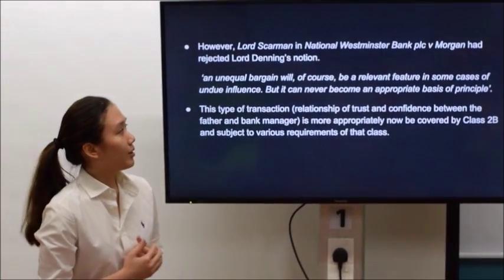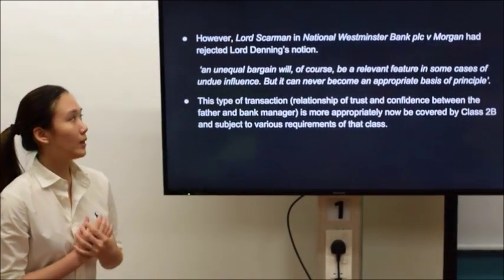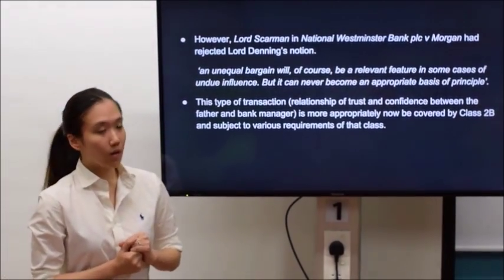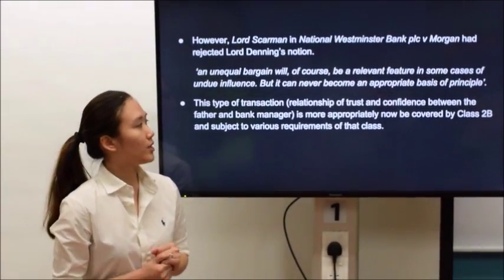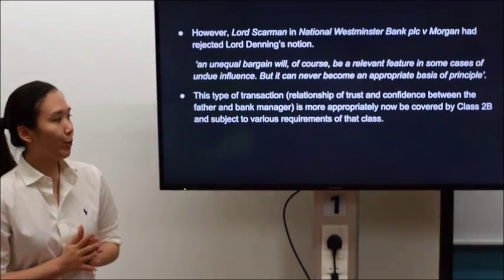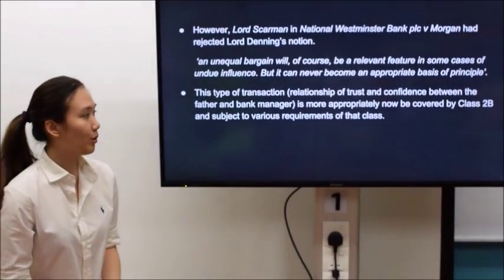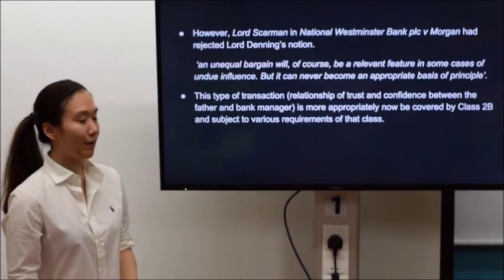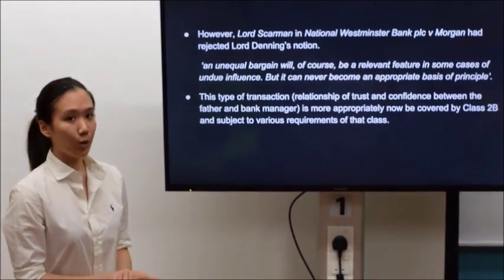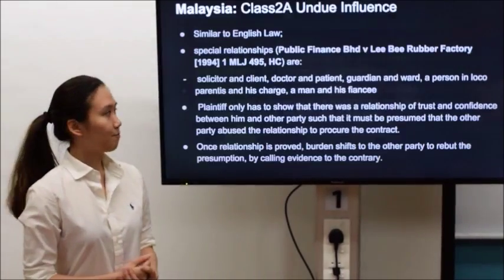However, Lord Scarman in National Westminster Bank Public Limited Company against Morgan had rejected Lord Denning's notion. It stated, an unequal bargain will, of course, be a relevant feature in some cases of undue influence, but it can never become an appropriate basis of principle. This type of transaction, such as a relationship of trust and confidence between the father and bank manager, is more appropriately now covered by Class 2B, which will be discussed later, and subject to various requirements of that class.